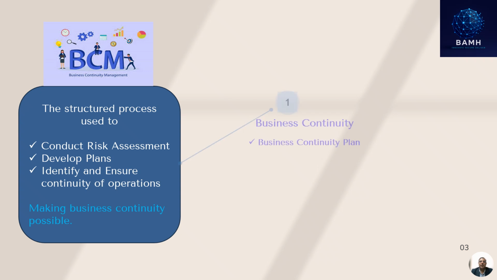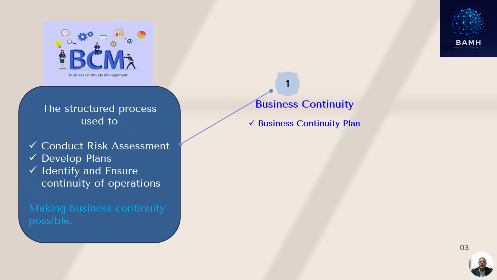But how does it work? Business continuity: keep the lights on. It focuses on making sure your most important operations can continue during problems. The end product is our business continuity plan, also called BCP, a ready-to-use playbook for business continuity operations.